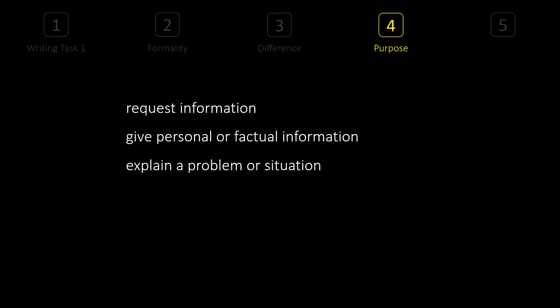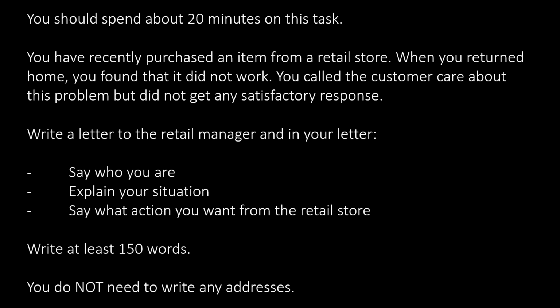Then we have explain a problem or situation. So let's say we have a problem here and we're gonna ask for solving it. You have recently purchased an item from a retail store. Okay. When you return home, you found that it did not work. You call the customer care about this problem, but did not get any satisfactory response. Now you will explain the situation. You want some action to be taken.